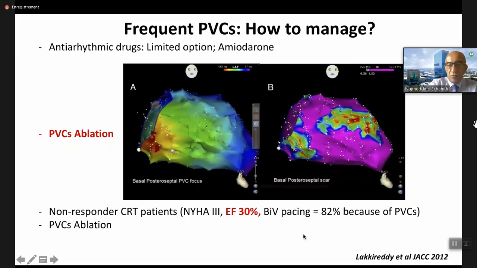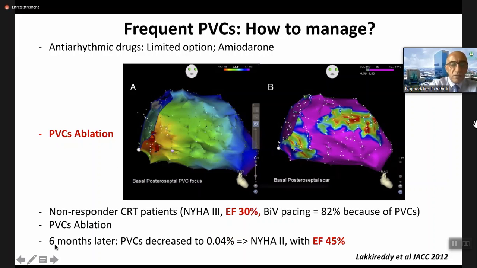Here in 2012, we have other studies, but this author, Lakkireddy, took patients who were non-responders to CRT, presenting with functional class 3, ejection fraction significantly reduced at 30%, and biventricular pacing very low, only 80%, because of a high burden of PVCs, and he did ablation in these patients. You can see here, only 6 months later, the burden of PVCs significantly decreased and the ejection fraction improved.